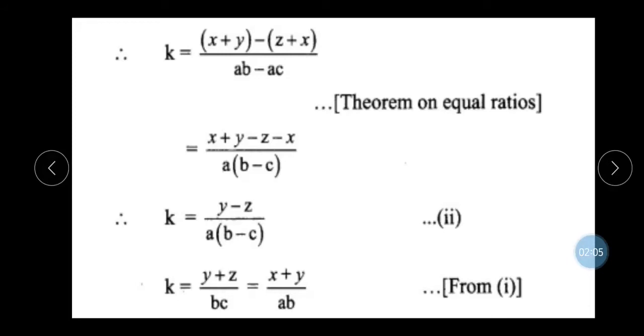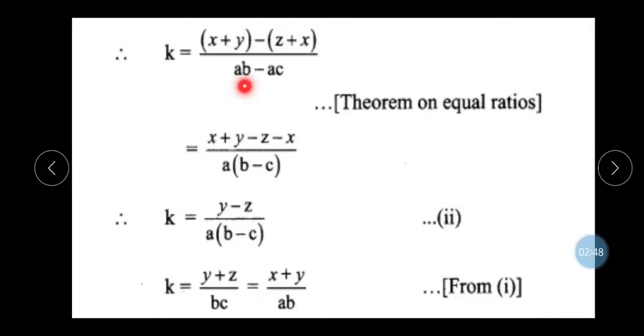Applying theorem on equal ratios, we get k is equal to (x plus y) minus (z plus x) upon ab minus ac. Opening up the bracket, obviously there will be a change because there is a minus sign. So, x plus y minus z minus x upon a into (b minus c). Here ab and here ac, so a is common, so we have taken a here and we have written b minus c as it is.